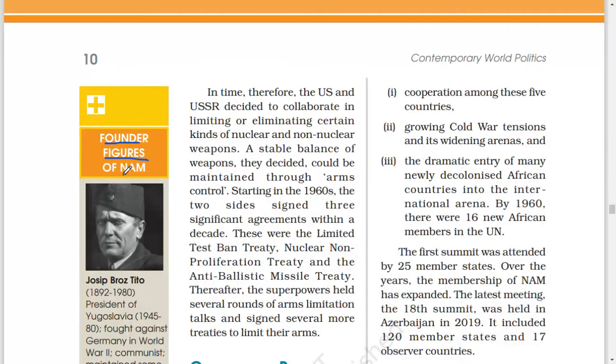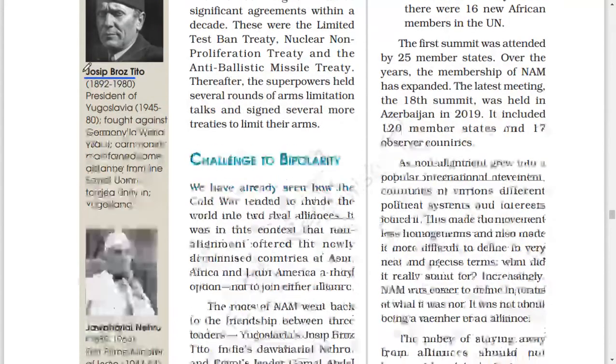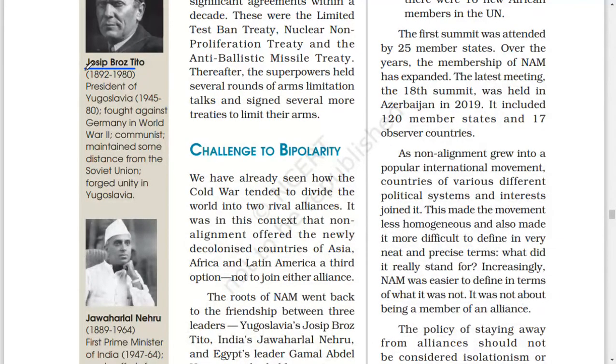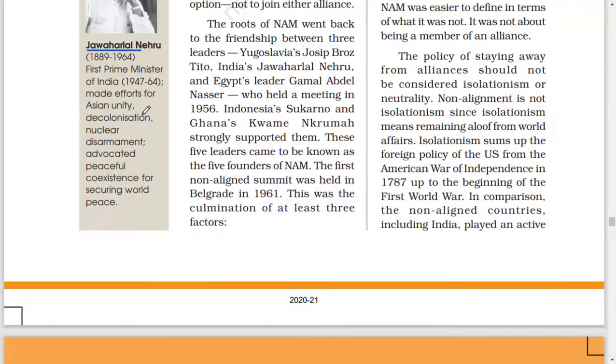Founder figures of NAM. Josip Broz Tito, 1892 to 1980, President of Yugoslavia, 1945 to 80, fought against Germany in World War II. Communist, maintained some distance from the Soviet Union, forced unity in Yugoslavia. Jawaharlal Nehru, 1889 to 1964, first Prime Minister of India, 1947 to 64, made efforts for Asian unity, decolonization, nuclear disarmament, advocated peaceful coexistence for securing world peace.